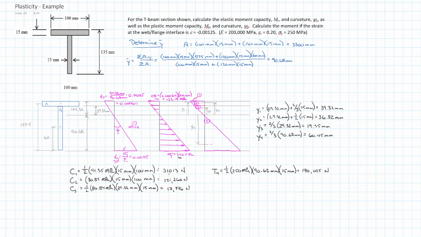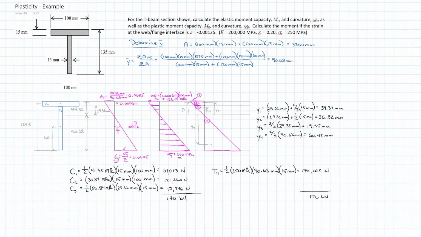So as a quick check, so we basically have 170 kilonewtons there, and if we were to add that up, we basically get 170 kilonewtons there. So the sum of the forces in the z direction equal in compression and tension.